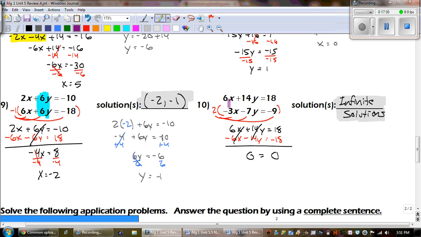So I tried to cancel my x's, so I just multiplied by 2 because they're opposites already, and 2 times negative 3 gives me negative 6. But then we get negative 14 and negative 18. Well, 6x minus 6x, those canceled. 14y minus 14y, those canceled, and we're left with 0. On the right side, 18 minus 18 is 0. And since this is a true statement, 0 equals 0, our final answer is infinite solutions.